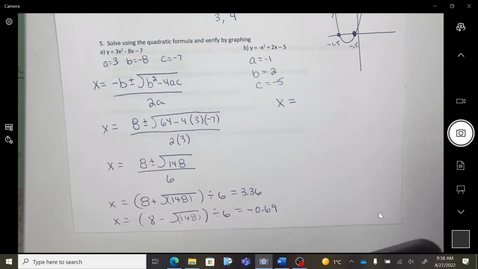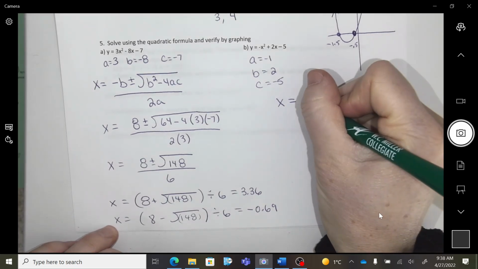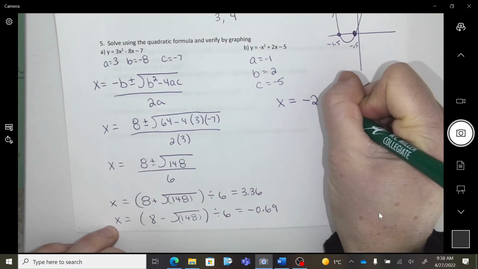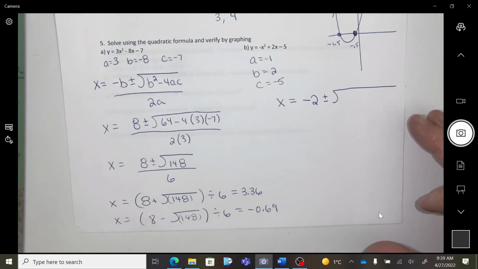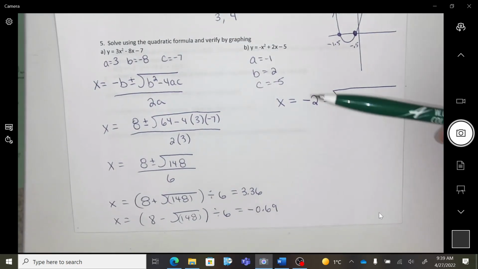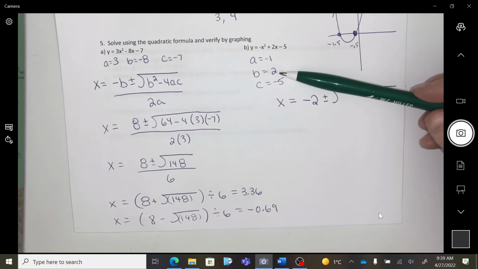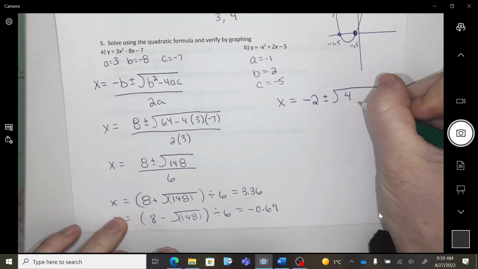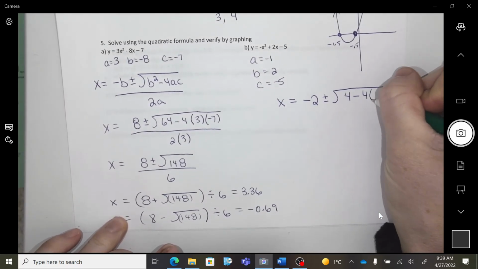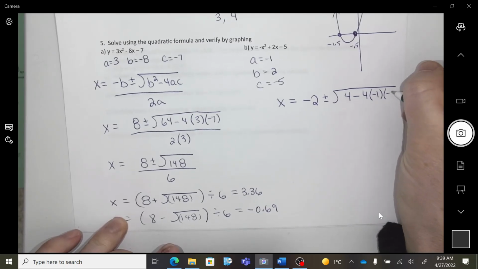Okay, so I'm going to plug those numbers in. So x equals -2 plus or minus the square root of, okay, I'm not doing this in my calculator, but what is b squared? What's 2 squared? 4. Subtract 4, bracket the a value, bracket the c value.